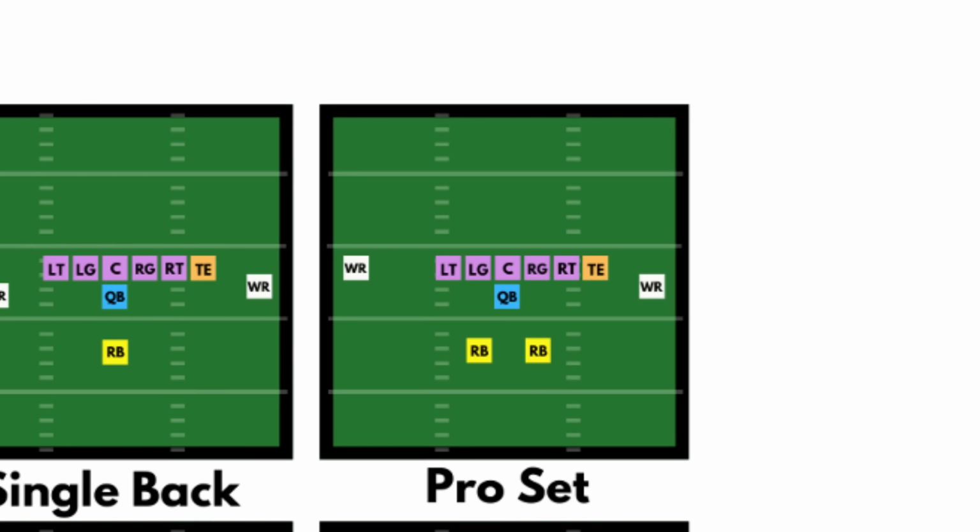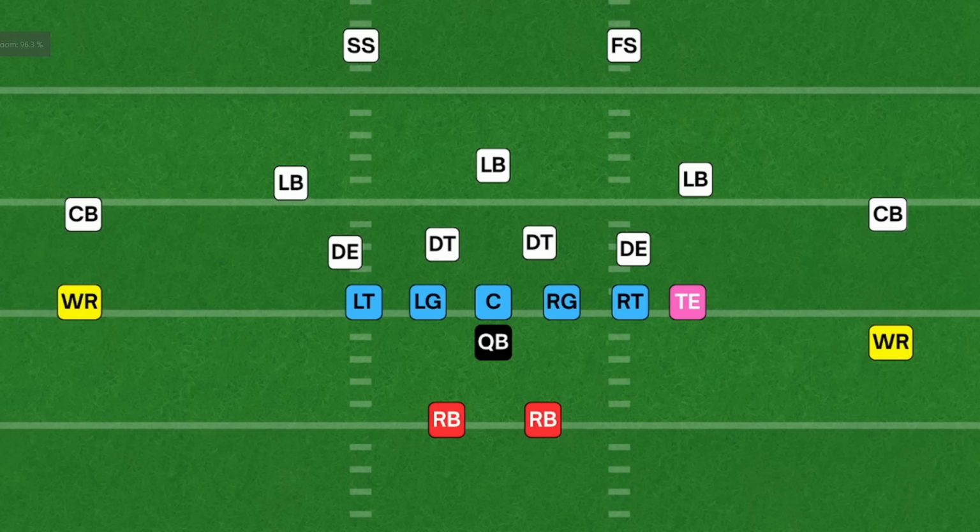Pro set. Picture the single back formation, but split those running backs on either side of the quarterback. That's the pro set, and it was the standard formation for decades. You have 2 tailbacks, but instead of lining up one behind the other like in the I formation, they're side by side, about 4 yards behind the quarterback. This formation created incredible deception.